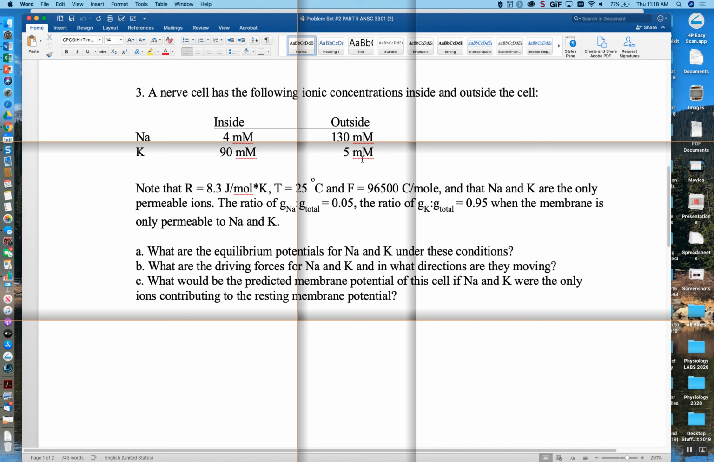For potassium, it would be 1. Sodium would be 0. Perfect. So when we think about the conductances, if the actual membrane voltage is sitting right on top of the equilibrium potential, we could say 100% of the conductance is due to potassium, 0% is due to sodium. You all on the same page there?